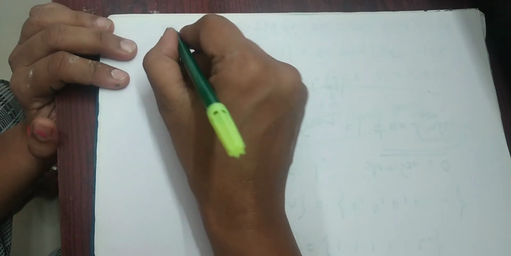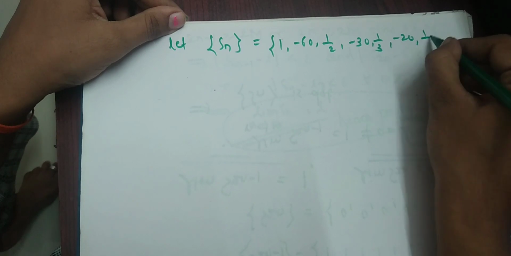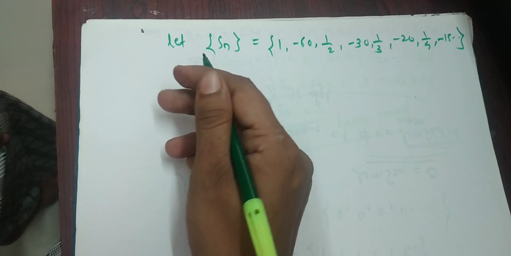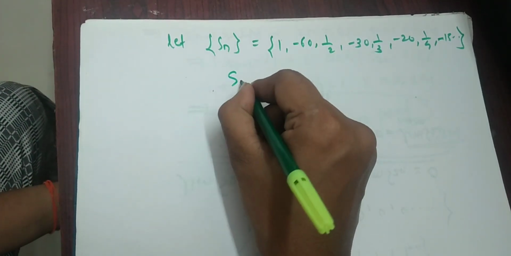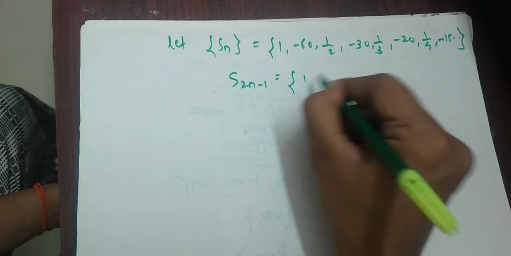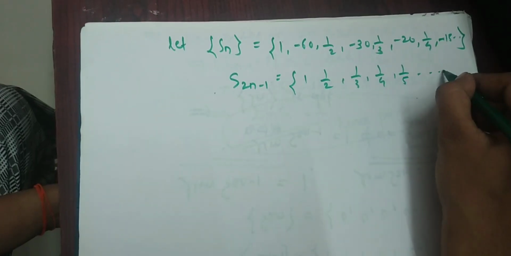Okay, suppose this is the sequence Sn. And the sequence Sn is 1 minus 60, 1 by 2 minus 30, 1 by 3 minus 20, 1 by 4 minus 15, like this. This is the original sequence. Now define subsequences for this sequence. So you can write the subsequence 1, 1 by 2, 1 by 3, 1 by 4, 1 by 5, like this.